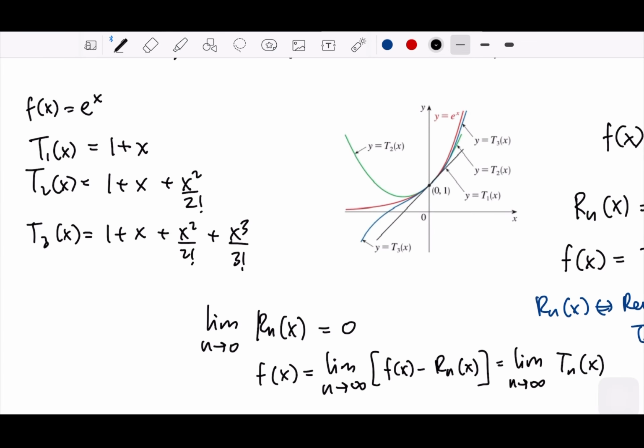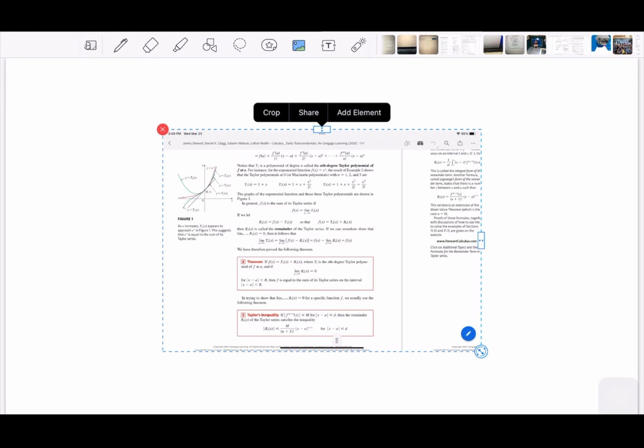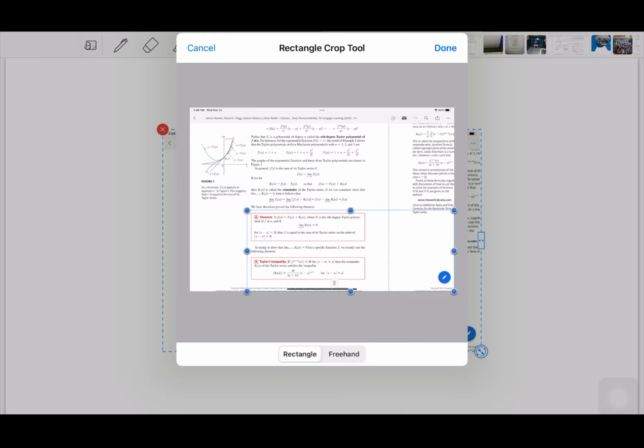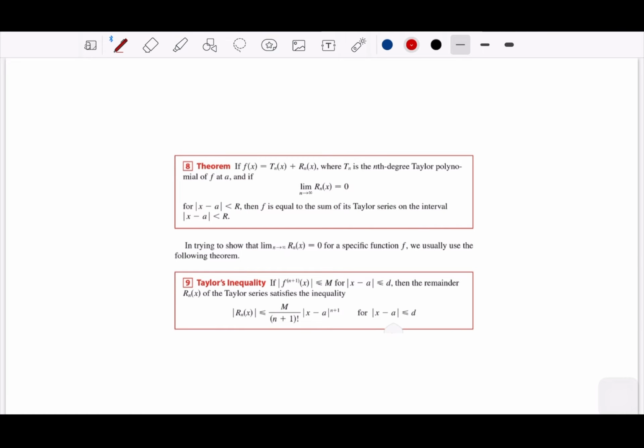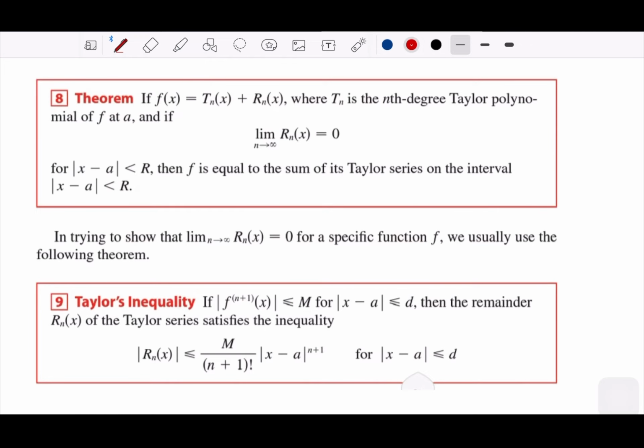To prove this, we need to prove whether this is true or not. So if we let the... okay, first, this is what we have done. The function is actually the partial sum plus the remainder, and if the limit of the remainder is 0, then for x within the radius of convergence, |x - a| less than the radius of convergence, the function is equal to the sum of its Taylor series. So that's the conclusion from the previous one.